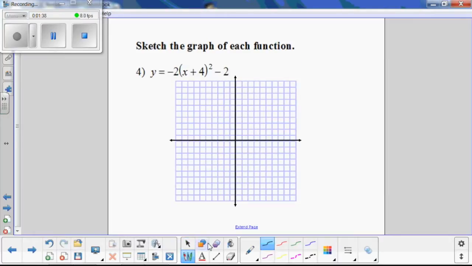The next thing we did was graphing. So we talked about how we found the vertex first. So this vertex is at -4, -2. It's facing down because of the negative, and it has stretched by a factor of 2. So I would go down 2 over 1. And I would draw it best I can through those points.